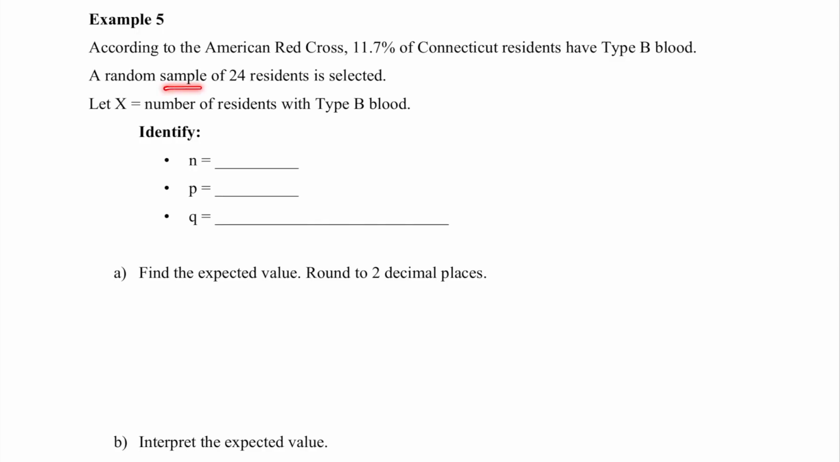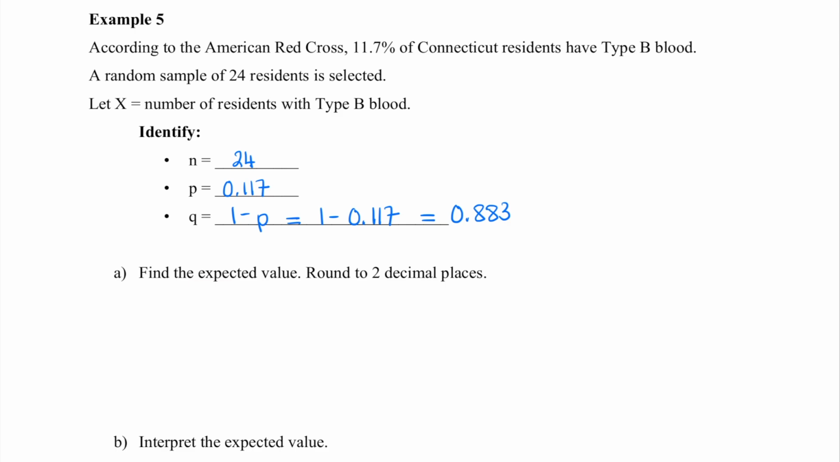Since the sample size is 24, n equals 24. p is the probability that a resident has type B blood, which is 11.7%. So p equals 0.117. q equals 1 minus p. So I take 1 minus 0.117. That equals 0.883.